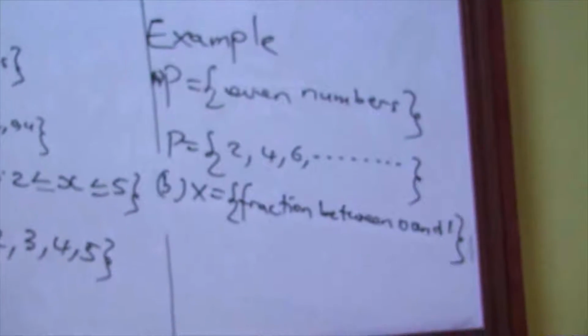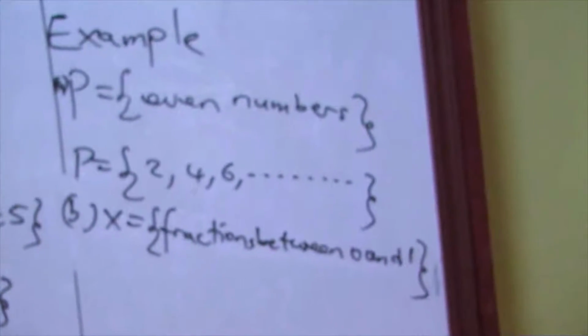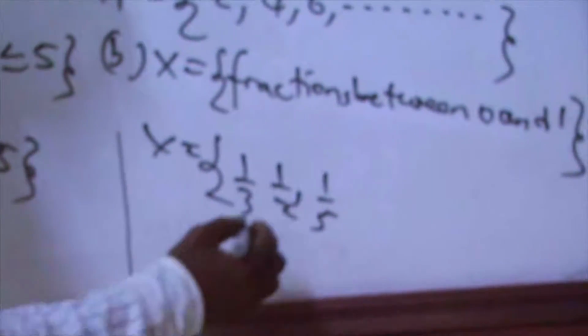X is the set of fractions between 0 and 1. Don't let it confuse you. It's an infinite set because the fractions between 0 and 1 can be so many you cannot completely list them. Let's list some of them. You can have 1 over 3, 1 over 2, 1 over 5, 1 over 8. It will never reach 1. It goes on and on and on.